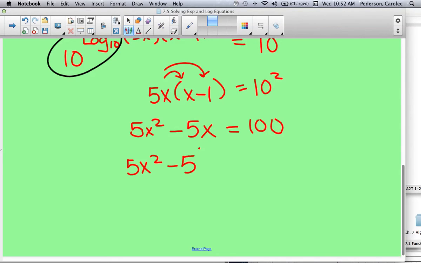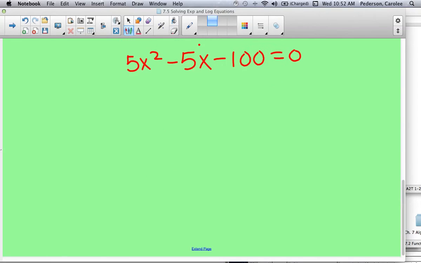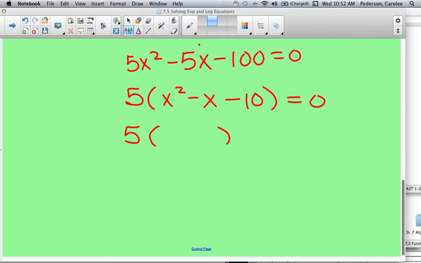So I bring the 100 over to the left side and set it equal to 0. Now I factor, so I'm going to take out a 5 from all 3 terms. So I'm left with x squared minus x minus 10. Now we can go ahead and factor this trinomial. If you remember the T-chart method that I taught you, what are the factors of negative 10 that add to negative 4? Well, that is negative 5 and positive 4.